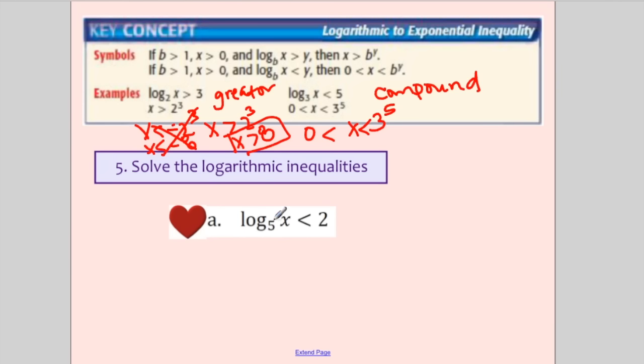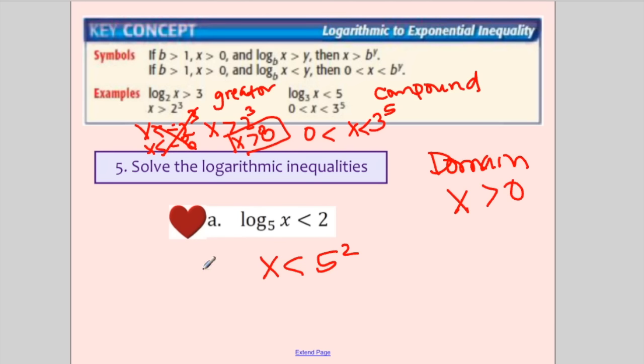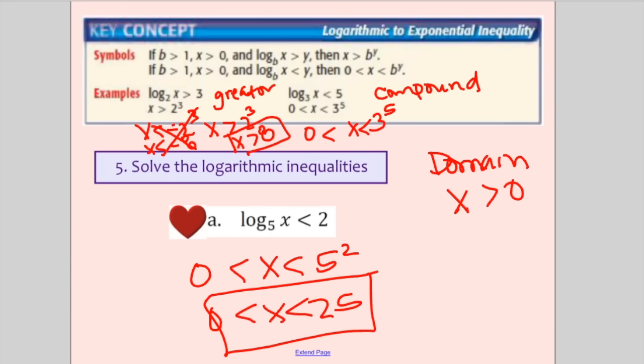Okay, so this one is a less than. So I'd have 5 to the second. So x is less than 5 to the second. Okay, but my domain, remember, is x is greater than 0. So that means I have to include my domain. So I would have 0 is less than x is less than 25. So less than cannot be less than 0, so you have to include the 0 on that one.